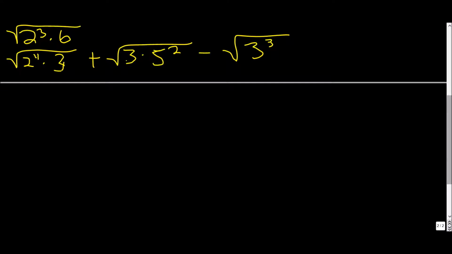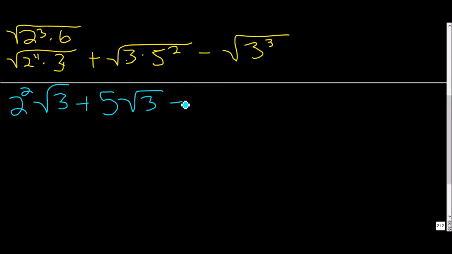So how do I simplify this further? All I can take out are squares. Well, 2 to the 4th is the same thing as 2 squared squared, so I can actually pull a 2 squared out. It goes from the 4th to the square; I can halve the exponent and then live with the square root of 3. Then I have the square root of 3 times 5 squared. Well, the 5 squared can come out and become a 5 times the square root of 3.